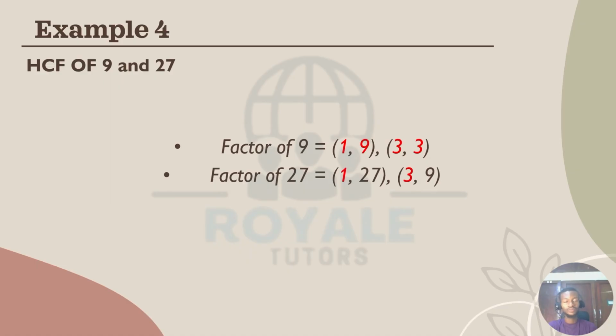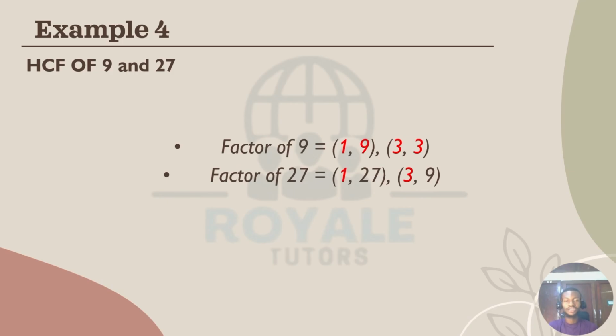Then the factors of 27 are 1 and 27, 3 and 9. So when you multiply 1 and 27, you would get 27. When you multiply 3 and 9, you will get 27 as well. So the factors of 27 are 1, 27, 3 and 9.